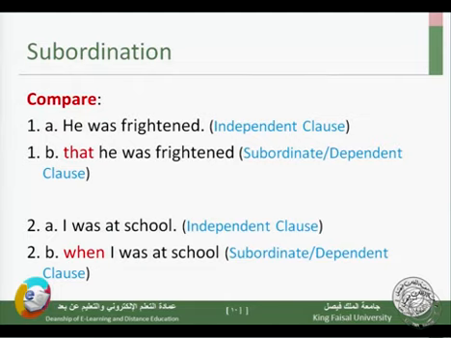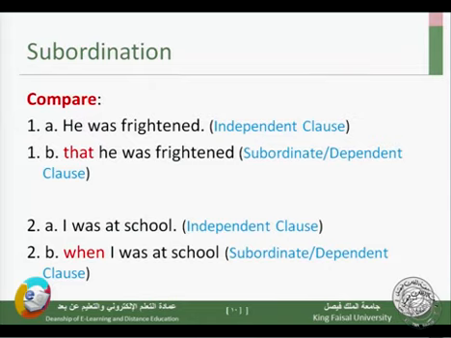Number 1a, he was frightened. Number 1b, that he was frightened. Number 2a, I was at school. Number 2b, when I was at school. So 1a, he was frightened, this is a full sentence. It is a complete sentence, and it is an independent clause.